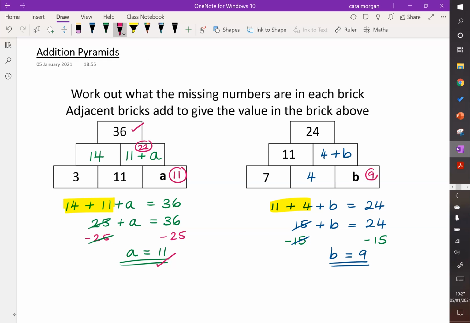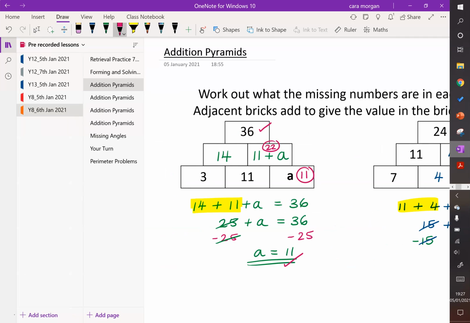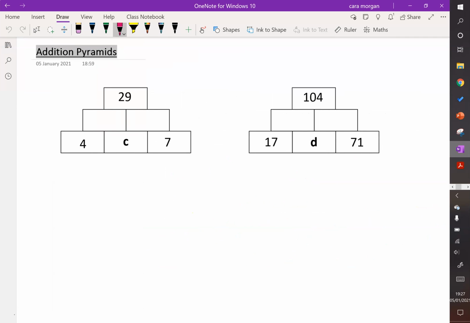I'm just going to check by putting 9 where the B is. So 4 add 9 would be 13, and 13 add 11 does make 24. So I'm convinced that my answer's right. I hope you are too. Okay, can you find the value in the missing bricks? Press pause and then I'll go through them.